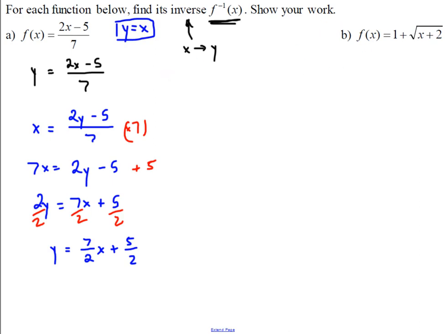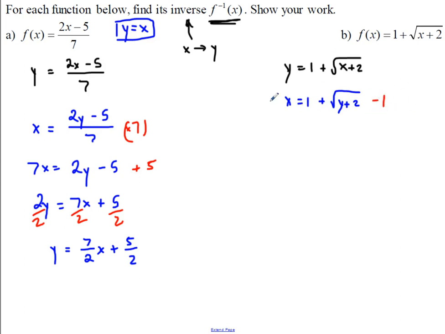Let's do one that's a little more complicated right here, folks. So we're going to change f of x to y, and we're going to swap x and y. So we've got x equals 1 plus the square root of y plus 2. The challenge is isolating for that y underneath the square root, but let's get rid of this 1 first. We're going to subtract 1. Subtract 1 from this side. That will get rid of this 1.